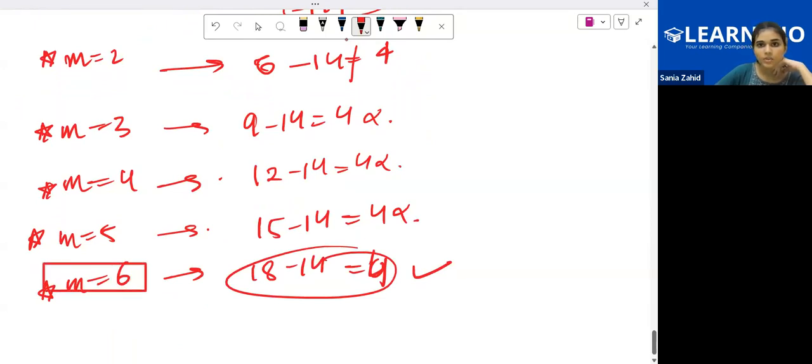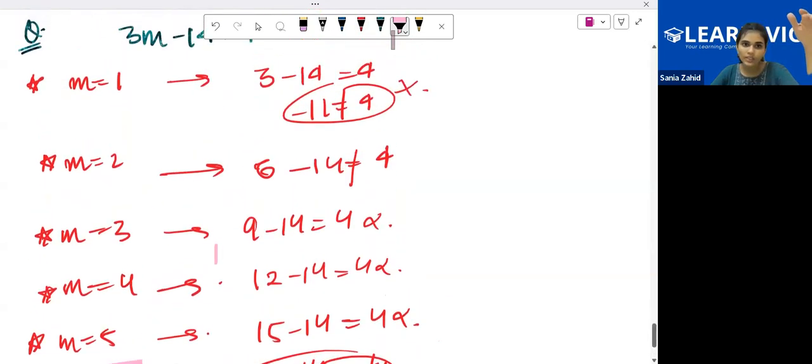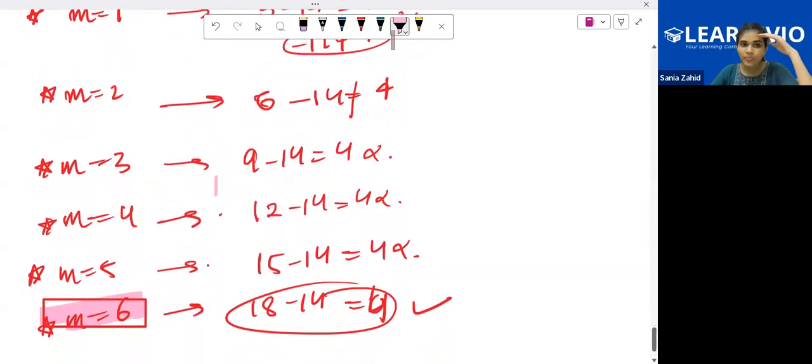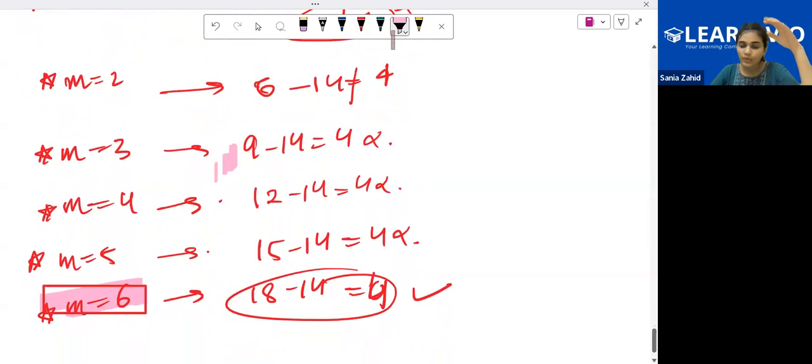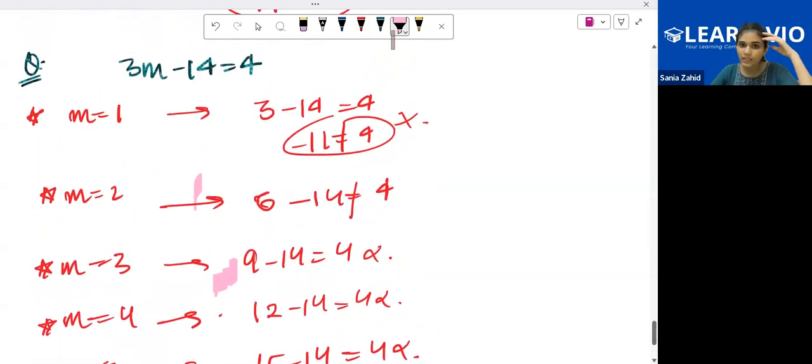Okay. Now, in the questions where it will be given to you to use the hit and trial method, the questions will be very easy. Although I did all the steps, I first considered the value of 1, then 2, then 3, and so on, you can actually do it directly as well. You know the table for 3, you know the multiples of 3. So you basically have to write a multiple of 3 over here such that on subtracting 14, you get 4, right?